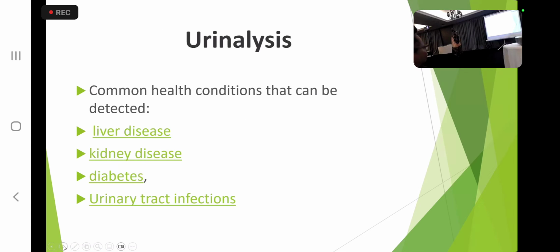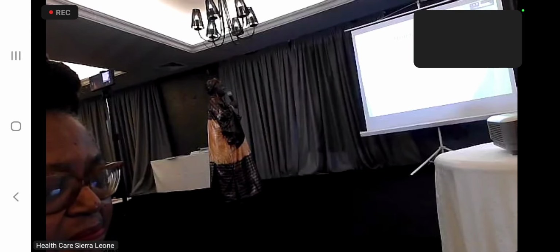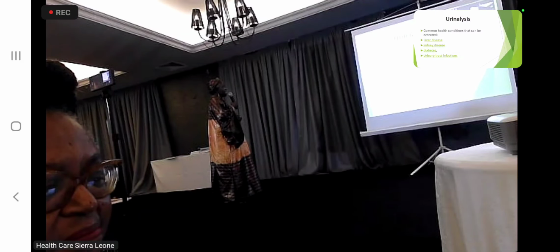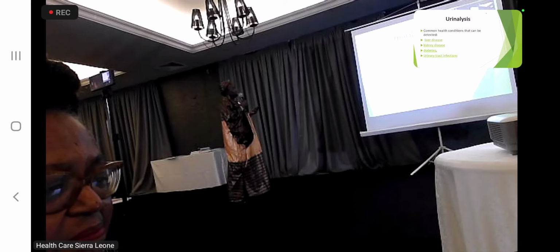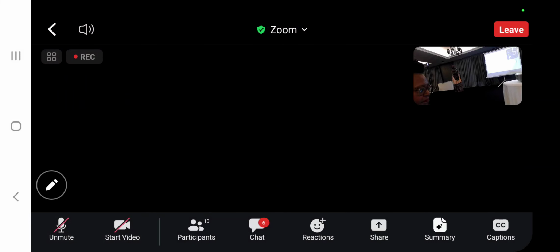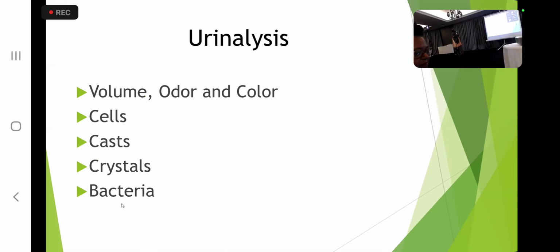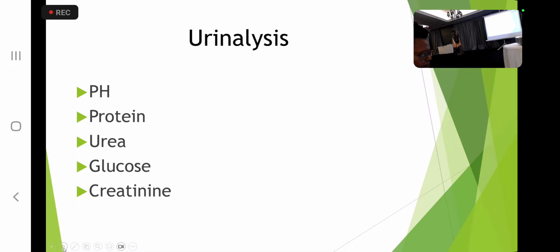Next slide. What does urinalysis detect? Liver disease, kidney disease, diabetes, UTI, which is urinary tract infection. And what do you look at when you do urinalysis? Look at volume, odor, color, cells, gas, crystals, and bacteria. Look at pH, protein, urea, glucose, and creatinine.